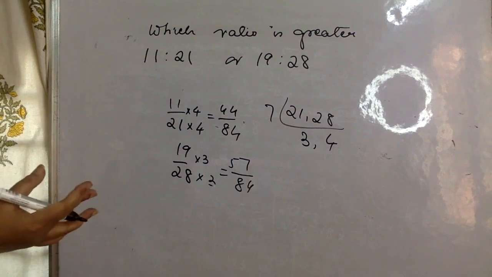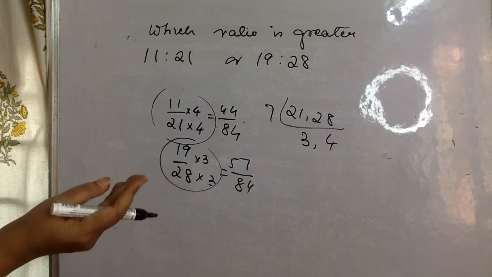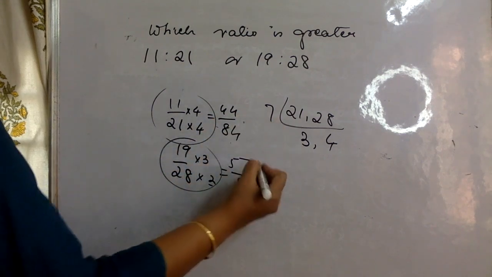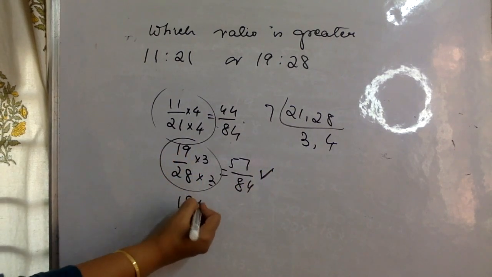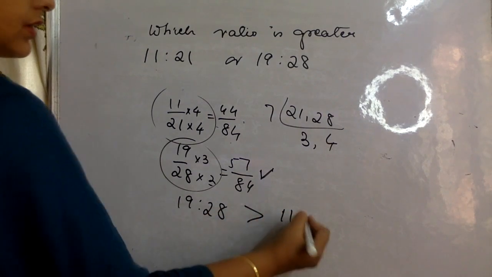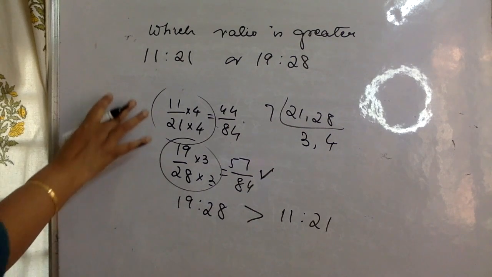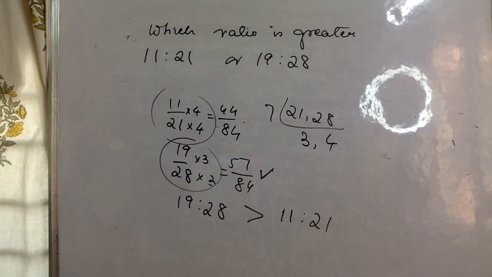So what happened is we have basically got equivalent fractions for these two fractions. And after making equivalent fractions, now we see, yes, this is the bigger one. So we say 19:28 is greater than 11:21. That is the logic behind it. We have to compare after we make equivalent fractions out of these.